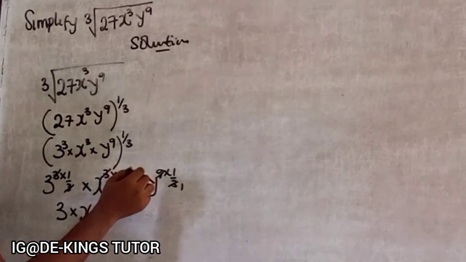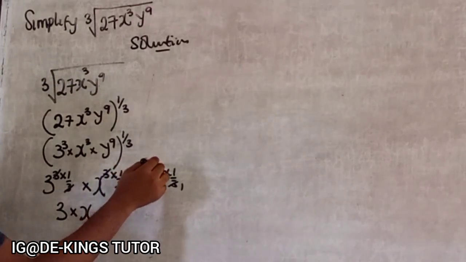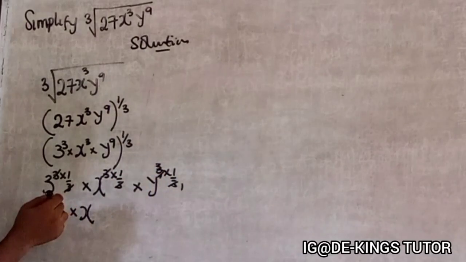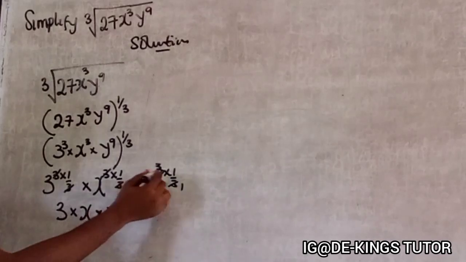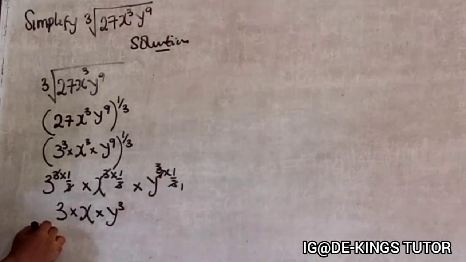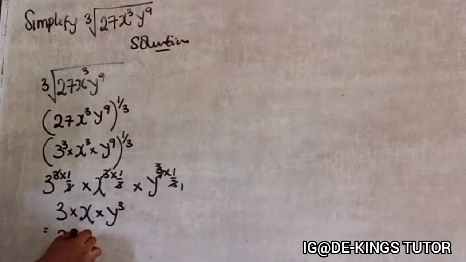Is it 2? 3. Oh, it's 9 divided by 3, which is 3. So times y cubed, and 3 times 1 is 3. So our final answer is 3xy cubed.